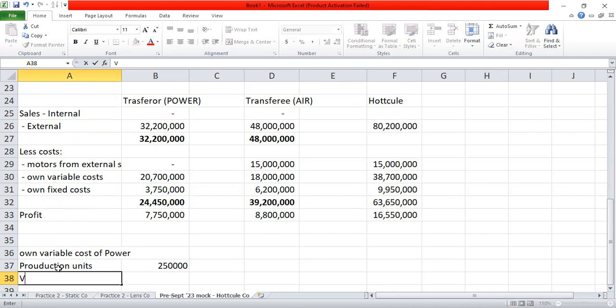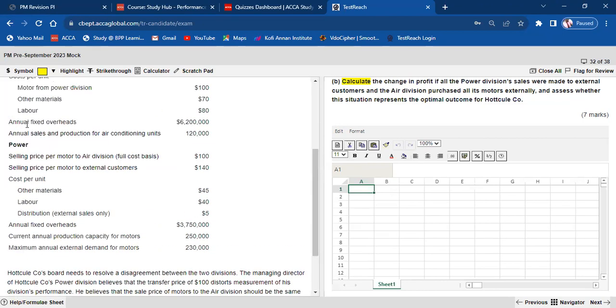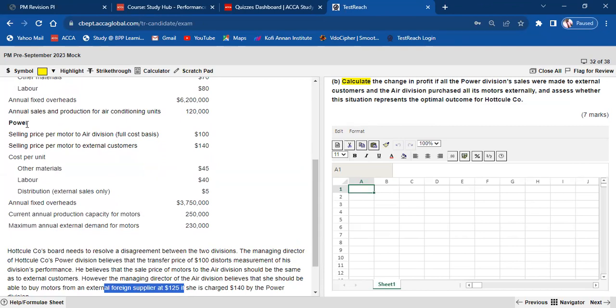Cost, variable cost per unit is... on all those 250, they will spend 45 on materials, 40 on labor to produce them. And they also spend $5 to distribute them. How do you do that calculation? I don't see the $5 being spent on the 20,000 units and sold. That's what makes it a bit complex.